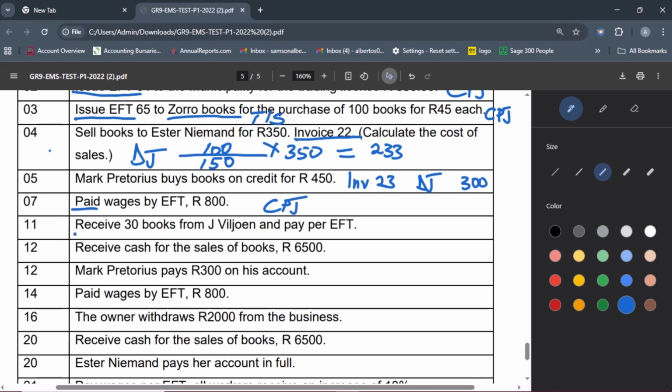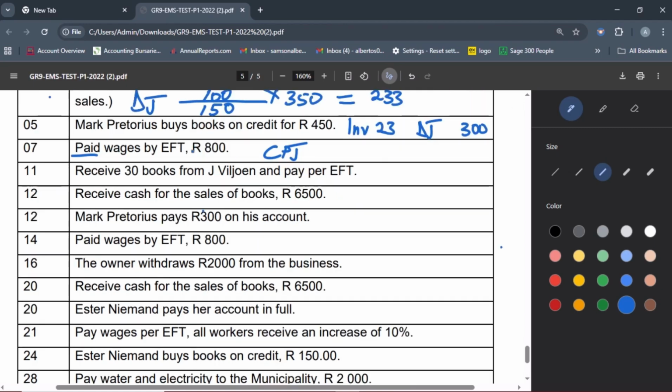On day 11, we received 30 books from J Fluin and paid per EFT. Let's retake that one again. Receive 30 books from J Fluin and pay per EFT.